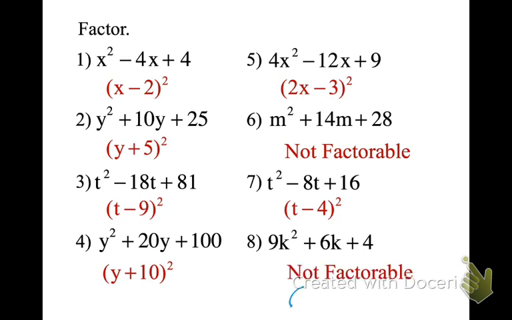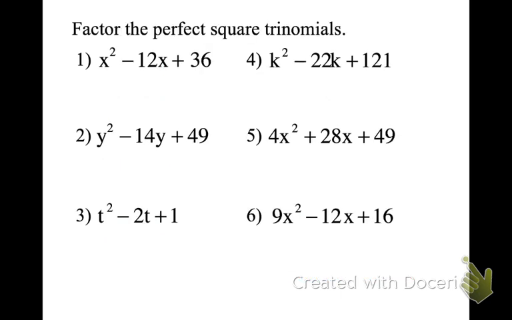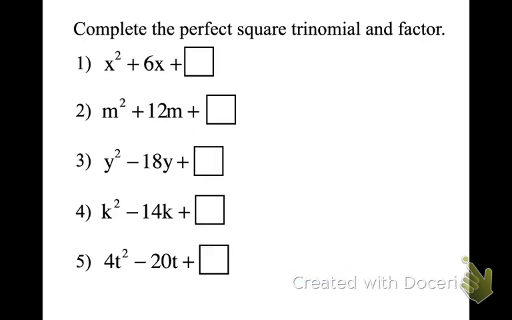Can it factor to 3k plus 2 squared? Well, if you multiplied 3 by 2, it would be 6 already, but then you have 6k, and then we have to double it. What should that middle be? 12k. If that were factorable, it would have to be a 12k, if it were a perfect square trinomial. All right, we're going to skip these for now.